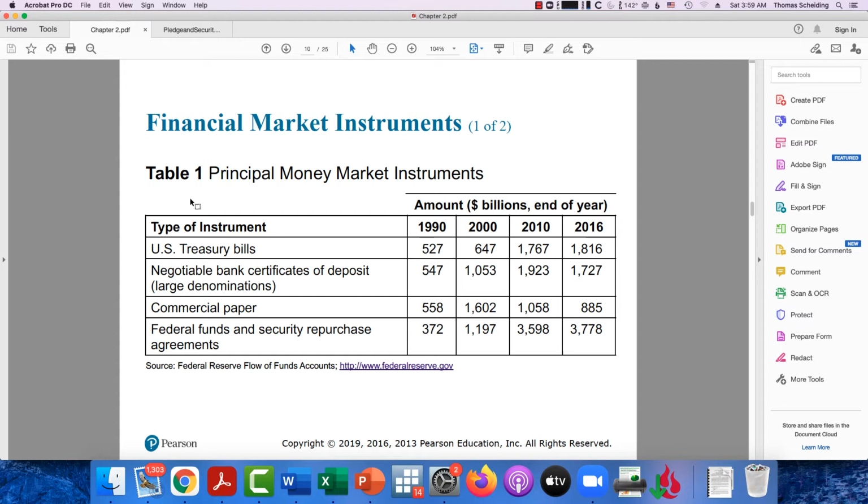Commercial paper, that would be corporate issued bonds of some kind. Bank certificates of deposit, these would be basically very large CDs that banks offer. And U.S. Treasury bills. This would be U.S. government debt, probably 90-day maturity or less.